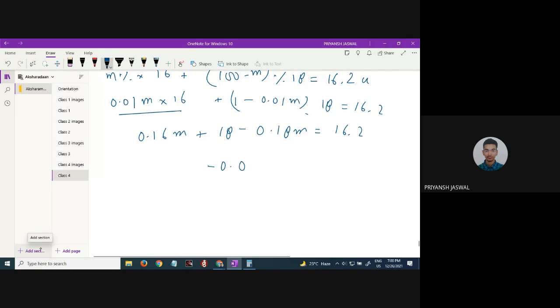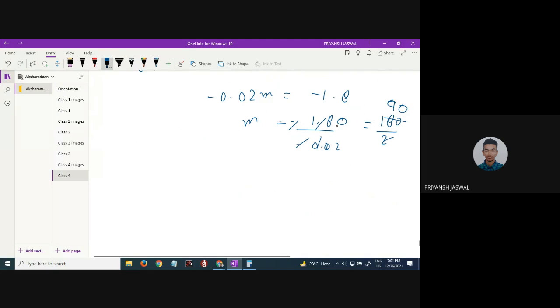This becomes minus 0.02 m is equal to minus 1.8. So m becomes 1.8 upon 0.02. This becomes 180 by 2, becomes 90. So m is 90, and m was the percentage of 8X16. So 90% of this first isotope, and 100 minus m, that is 100 minus 90, is equal to 10% of the second isotope.